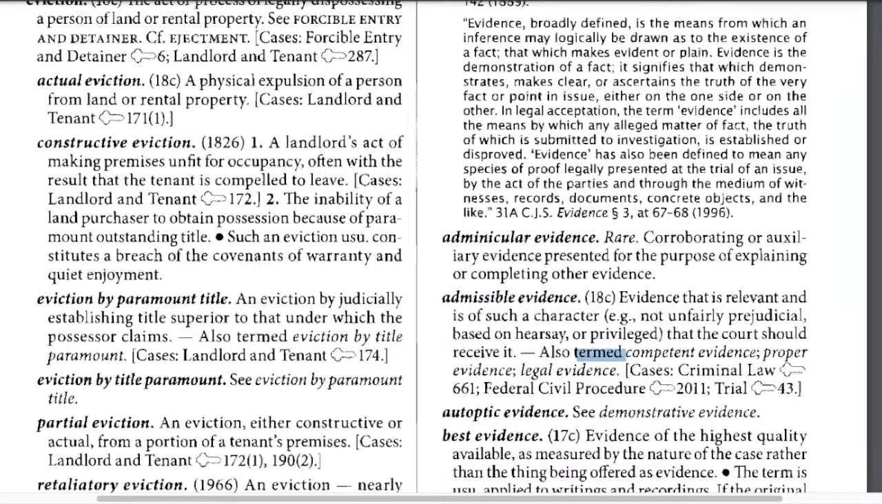Also termed competent, that the court should receive it, right? So evidence that is relevant and is of such a character, for example not unfairly prejudicial, based on hearsay or privileged, that the court should receive it. Also termed competent evidence, proper evidence, legal evidence.